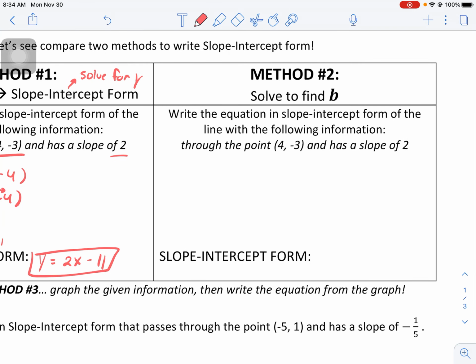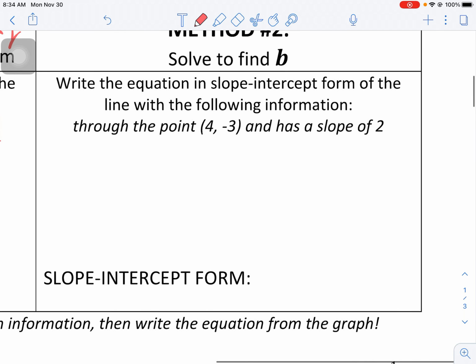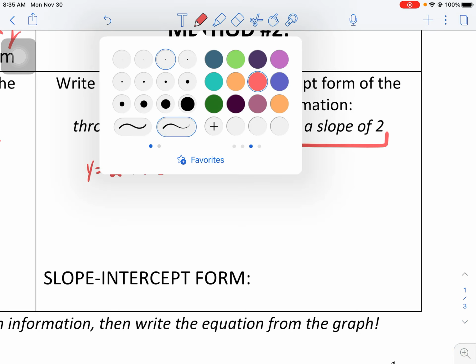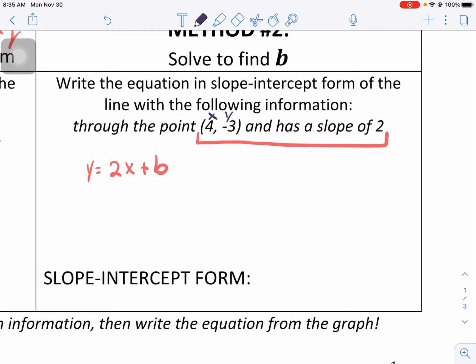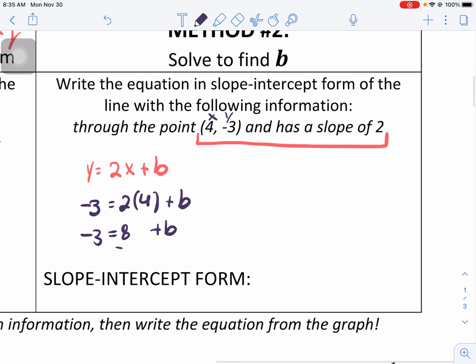So, method number 2, it says solve to find b. So what does this mean? It means that we're going to plug all of this information into our slope-intercept form, basically. So we have y equals the slope, 2, times x plus b. We know an x and a y, right? So we know that -3 is y, so we can plug -3 in for y. We can plug in 4 for x because we have that one, and we just need to solve to find b. So that's going to be -3 is equal to 8 plus b.